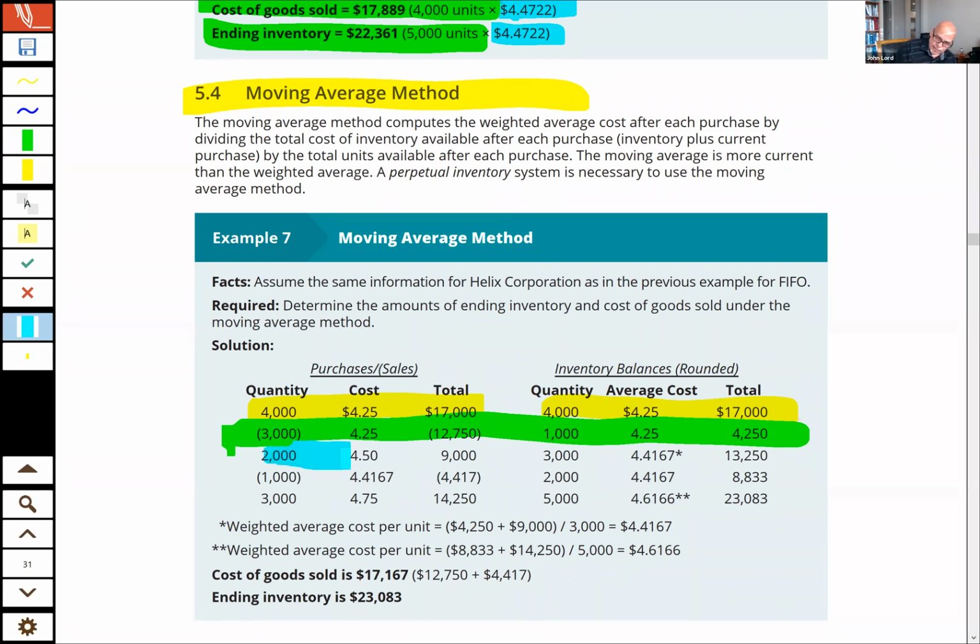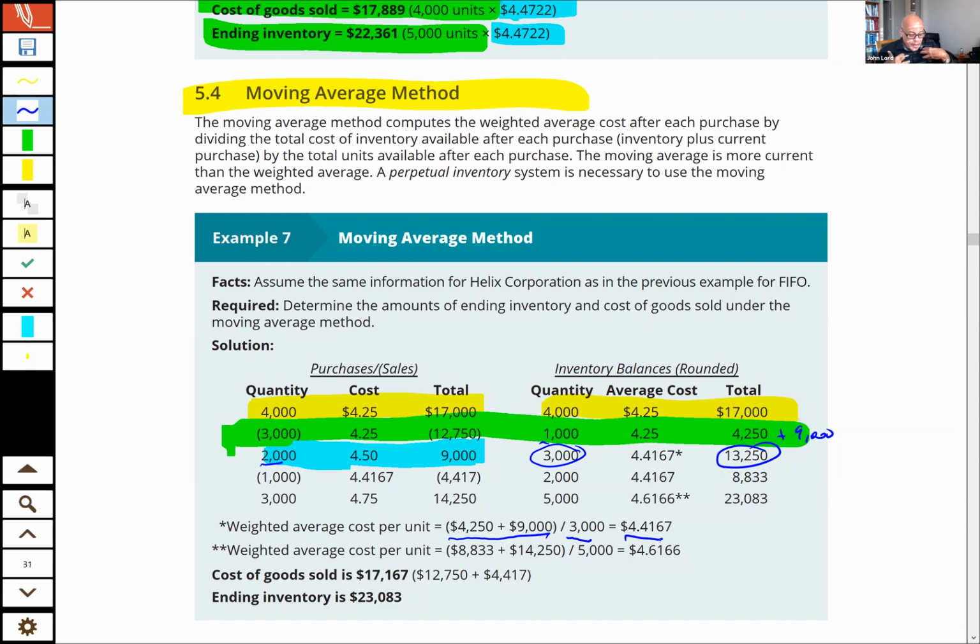Well, I added inventory in now, so I have to calculate a new moving average. So I'm adding cost of what? I'm adding cost of 9,000. So the 4,250 plus the 9,000 is going to give me 13,250. The 2,000 plus the 1,000 gives me now what? 3,000 items. I take that 4,250 plus the 9,000, the 13,250, and I divide it by the 3,000. That gives me a new moving average because I've added items in, right?